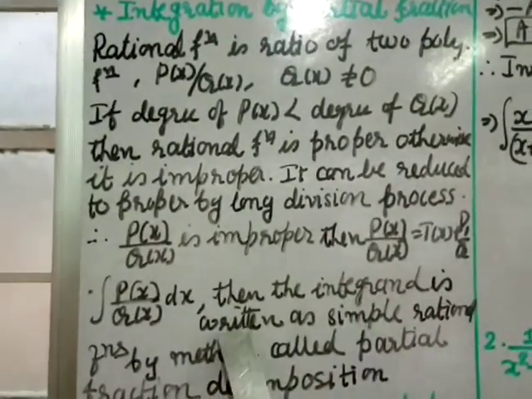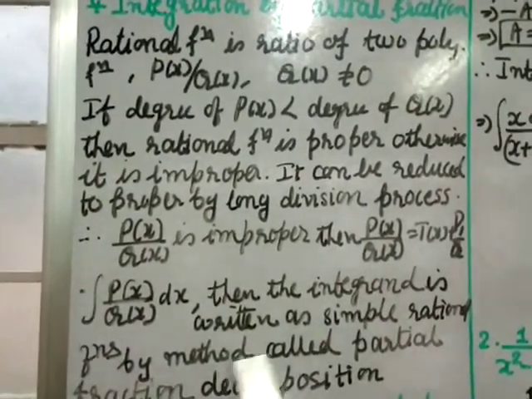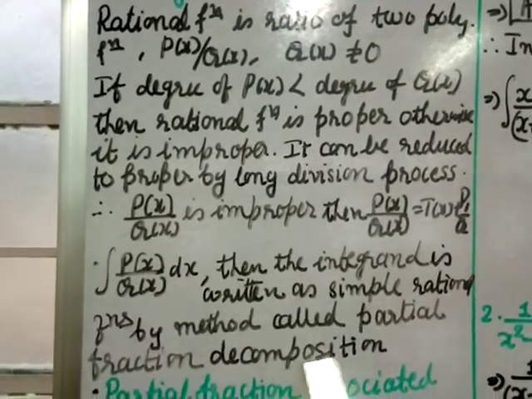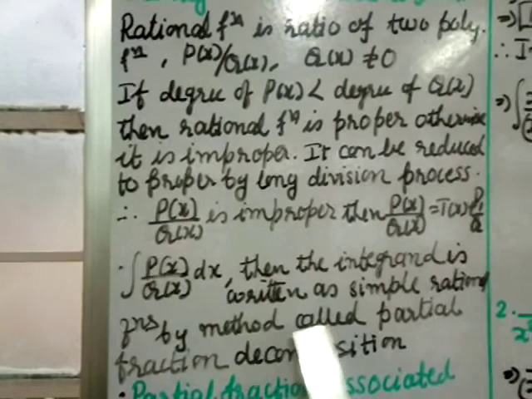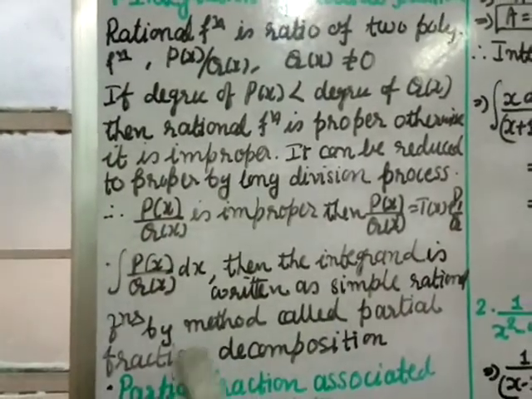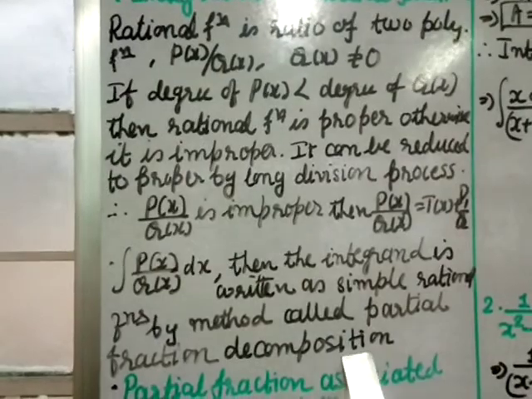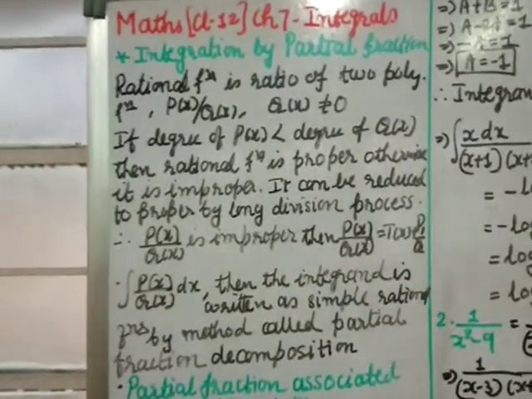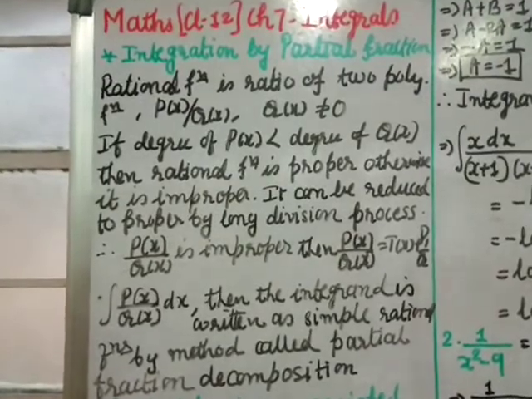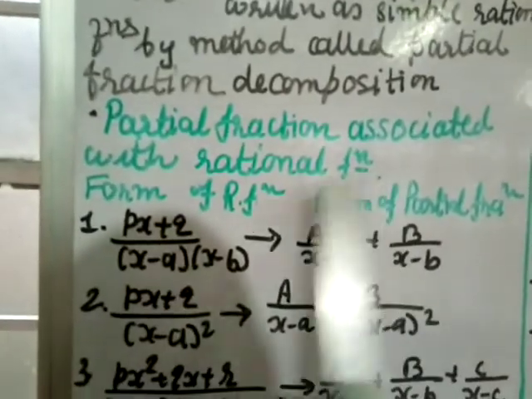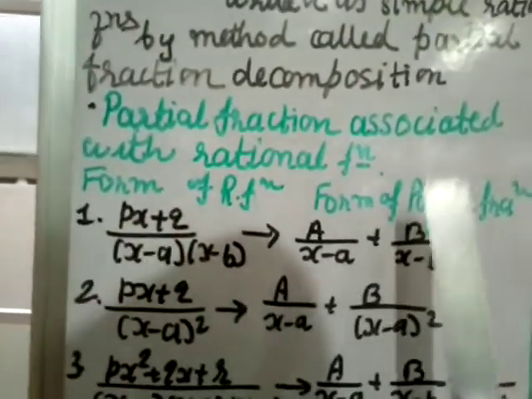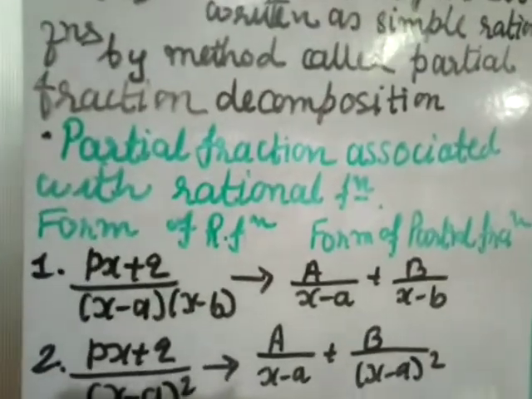For the integral of p(x) divided by q(x) dx, the integrand is written as simple rational functions by a method called partial fraction decomposition. So if this is my rational function, then we can write this integrand as the sum of rational functions, and that is called partial fraction decomposition. We have some rule for making this partial fraction. We have written here the partial fraction associated with a rational function. This is the form of a rational function, and this is the form of the partial fraction.